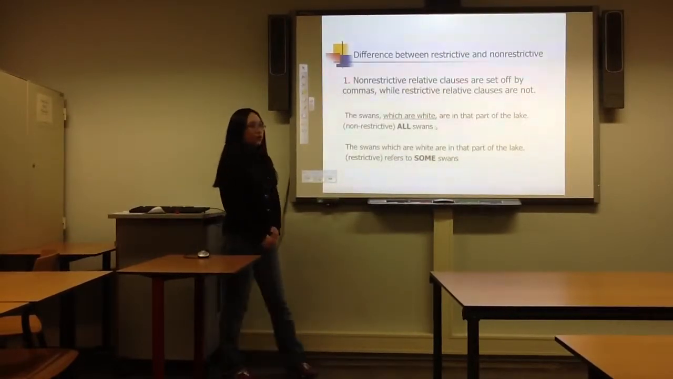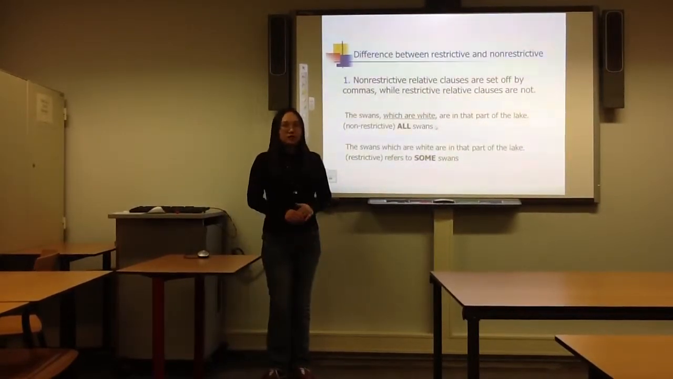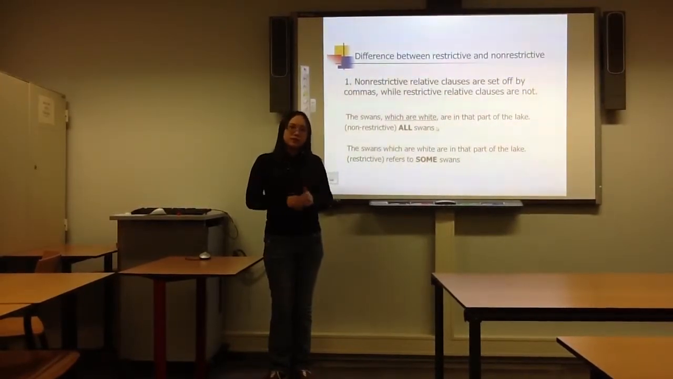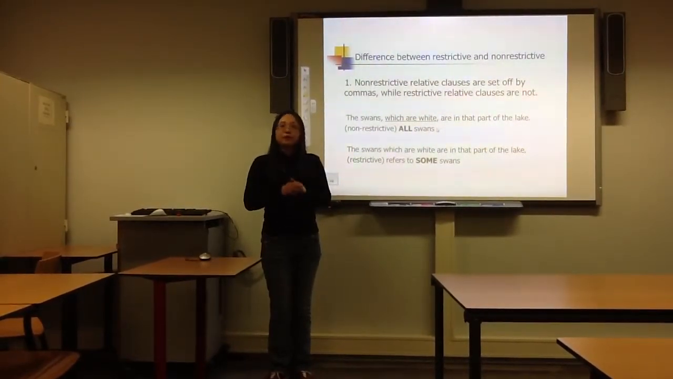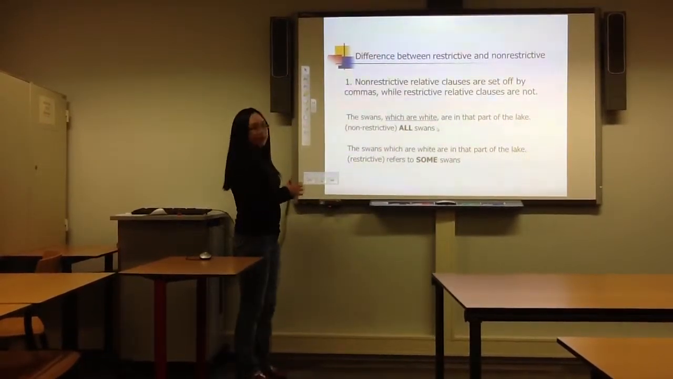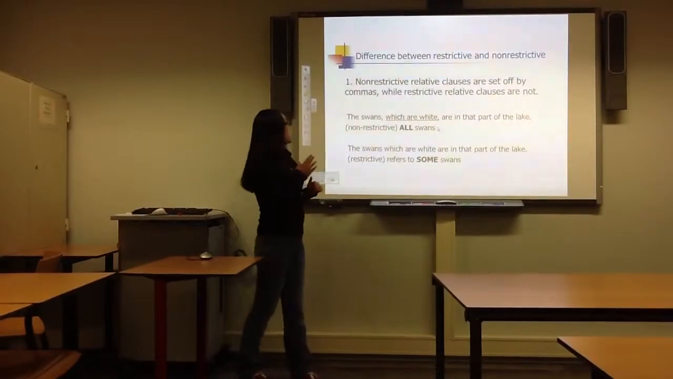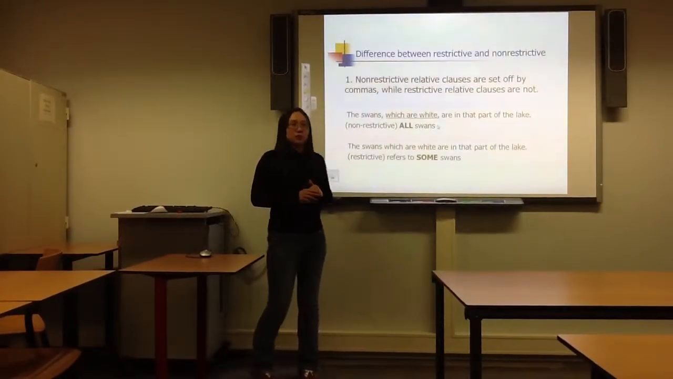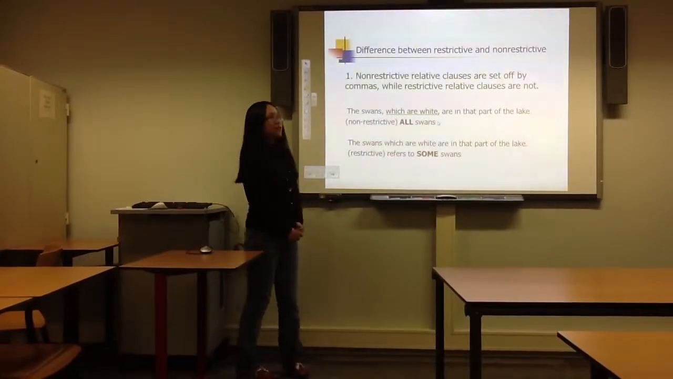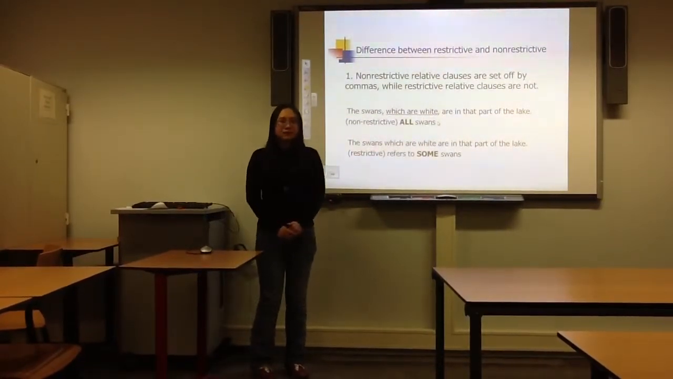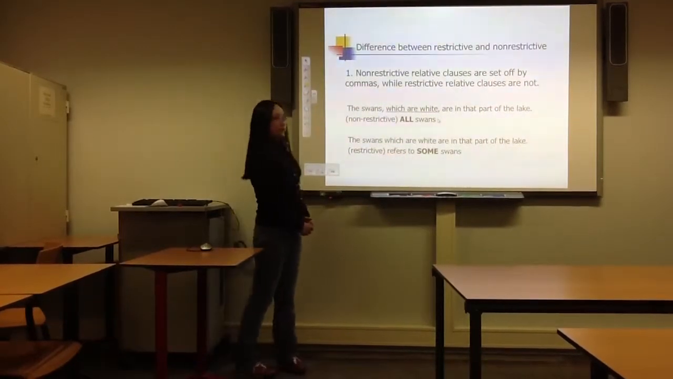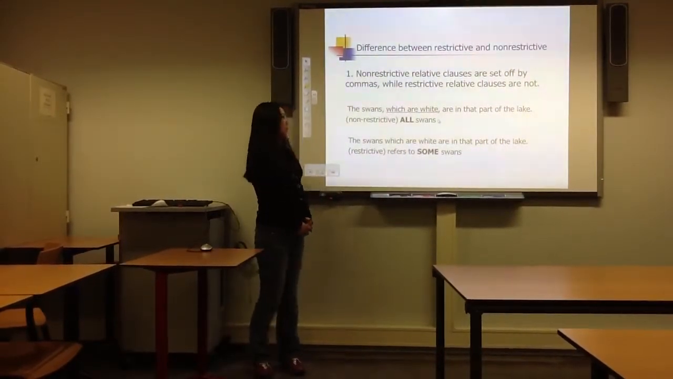In order to know more clearly what a non-restrictive relative clause is and which one is a restrictive relative clause, we need to know the differences between them. And there are two main differences which I will mention here. The first one is that non-restrictive relative clauses are set off by commas, while restrictive relative clauses are not.